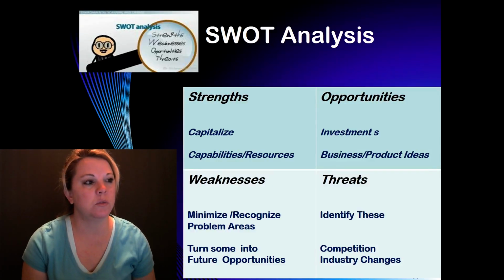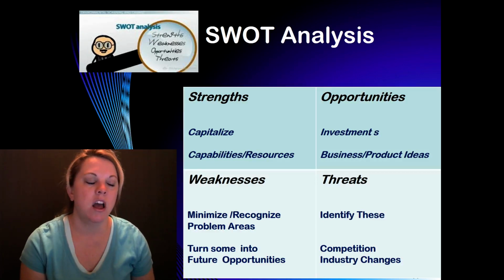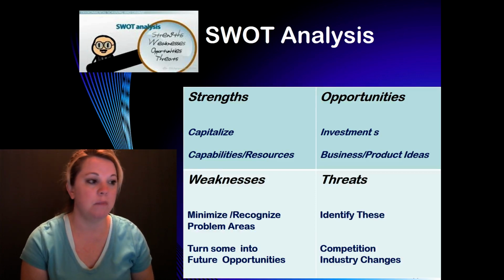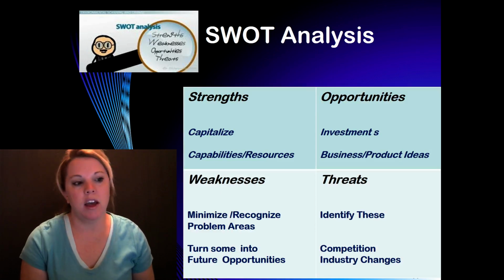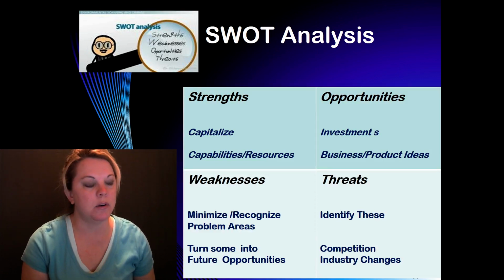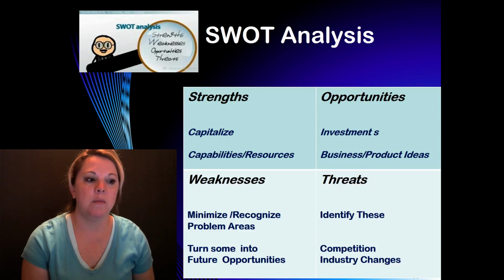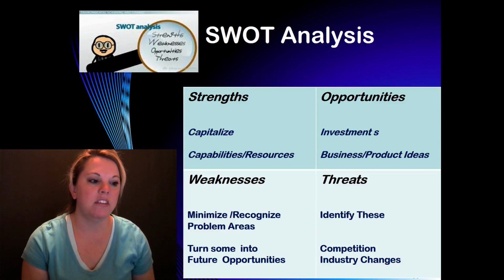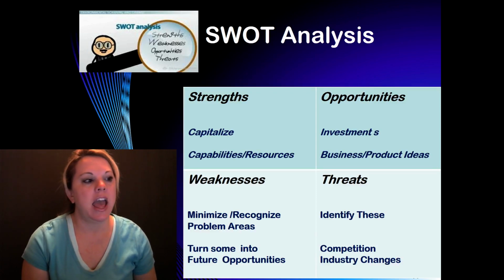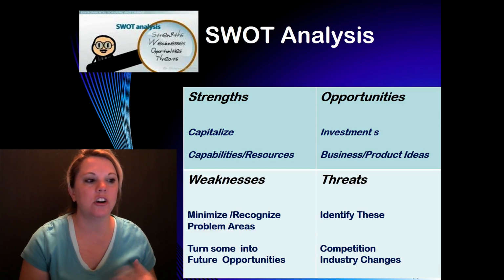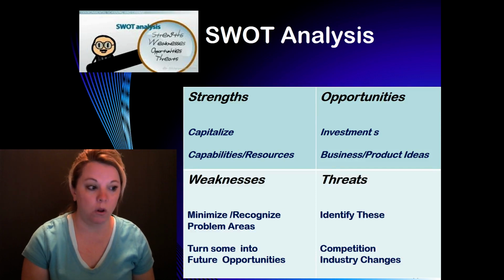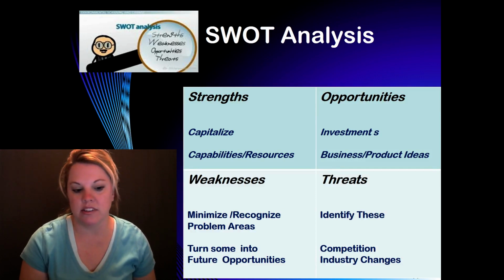As for the SWOT analysis, this is a method that is commonly used by entrepreneurs and business management. There are four main categories: strengths, opportunities, weaknesses, and threats. On the left-hand side, the strengths and weaknesses deal with the internal workings of an organization, and the opportunities and threats deal with the external aspects of business.